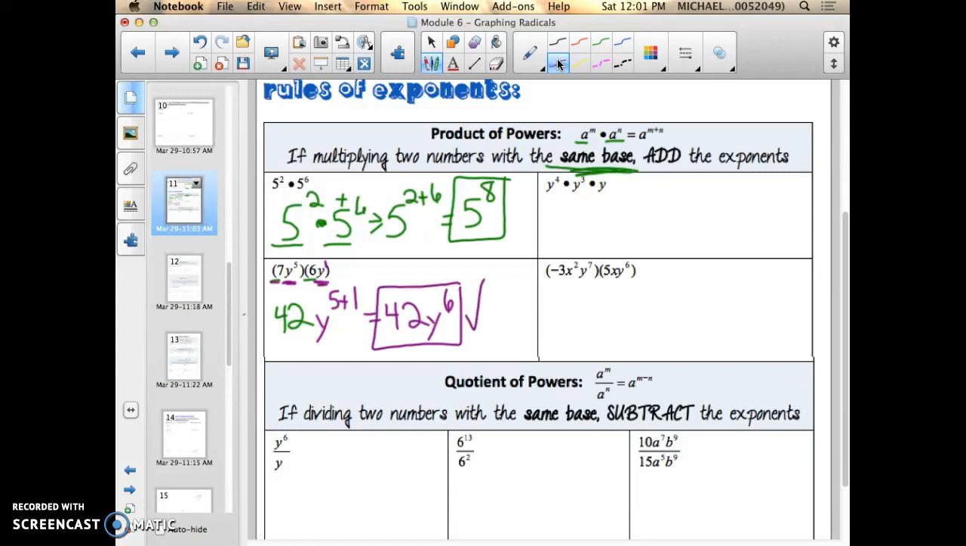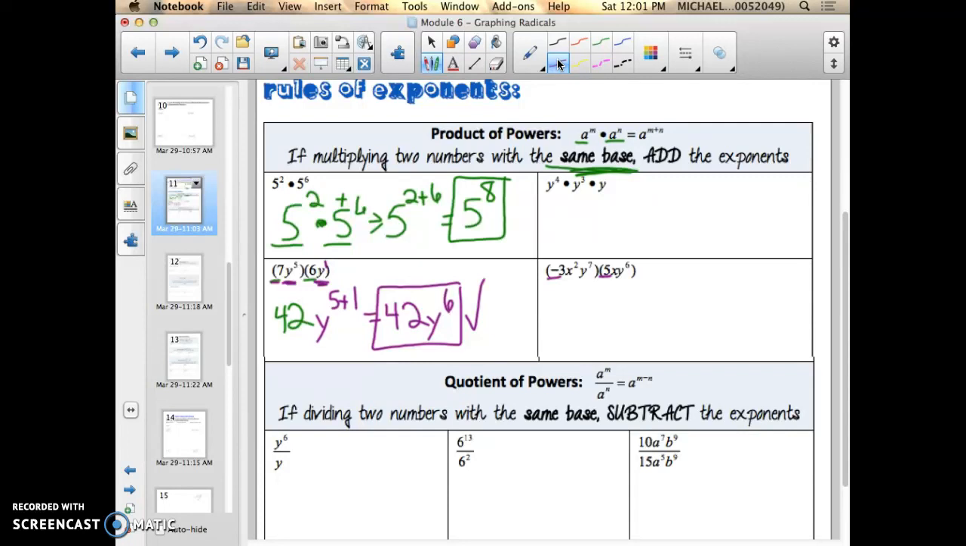So go ahead and try the next two examples on your own. Keep in mind that you have to check first, are they the same base? If so, then I can multiply the bases and add their powers. And again, if there's just numbers, like in this example, there's a -3 and a 5, I just multiply those, or do whatever operation it's asking me to do. I'm multiplying.